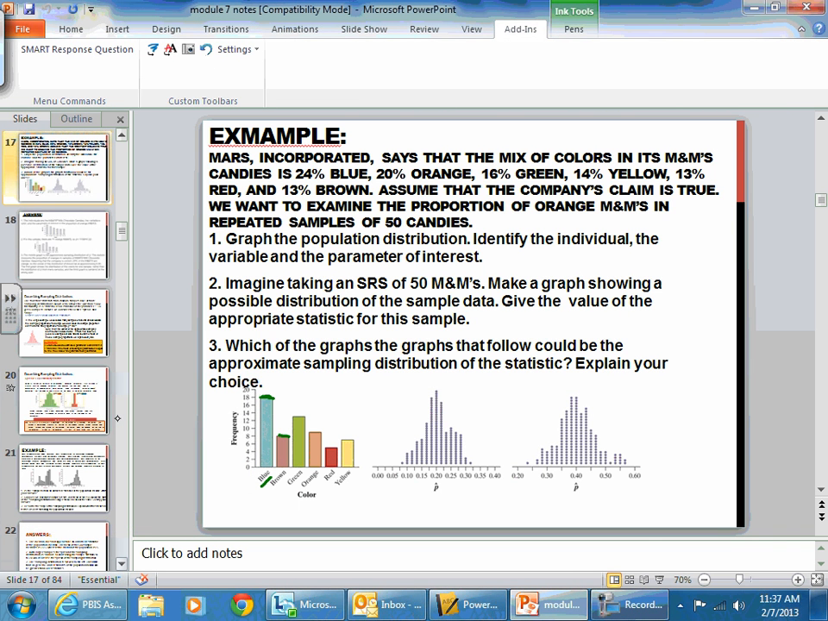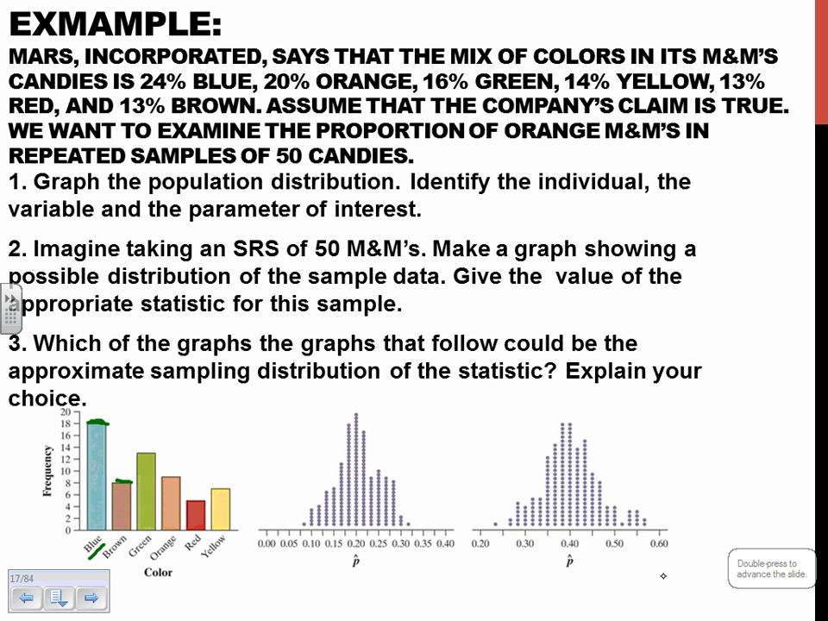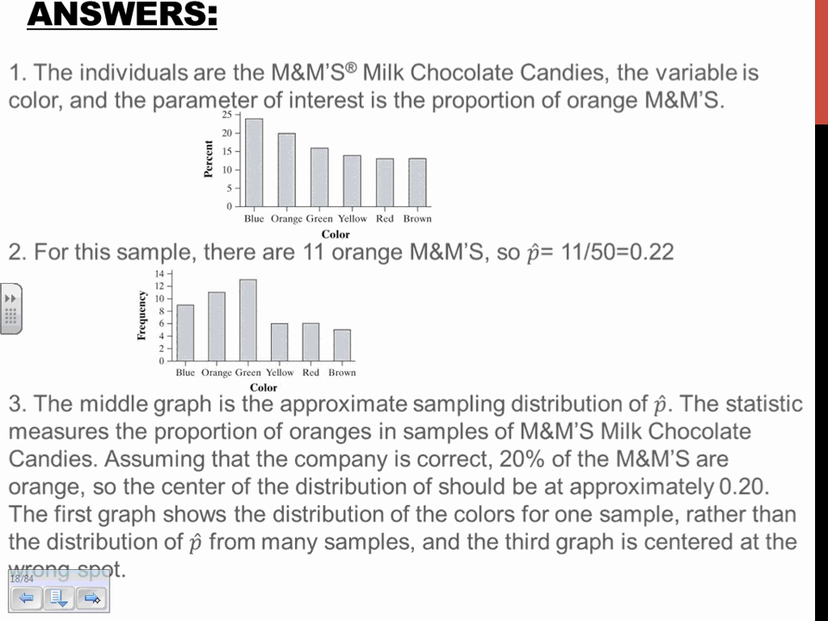Okay, sorry about that. This was for part 3. The third question I was asking about these 3 graphs. All right, so if I move on, if I look at this slide, there is my population. So it was, as it said before, 24% were blue, 20% orange. This is looking much better. And you can see 16% green, 14% yellow, etc. So there's my population distribution.